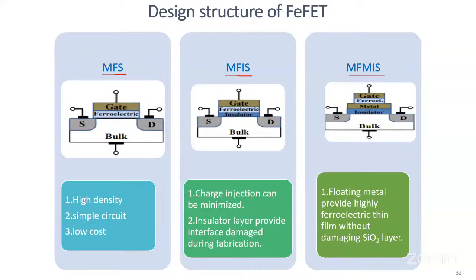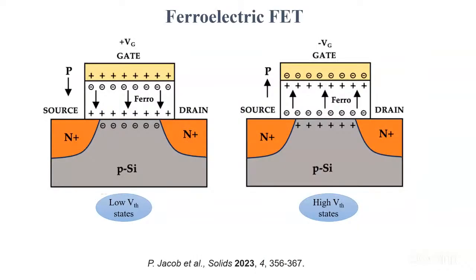So these devices also have inherent memory. You can see that if you apply a positive gate voltage, we have a down polarization, which will enhance the channel, and that's why it will be a low VTH state. And when we polarize it in the other direction by applying a negative potential, that will be a high VTH state. And even if the voltage is removed, the VTH state is retained, and that's why we can say it is non-volatile in nature.